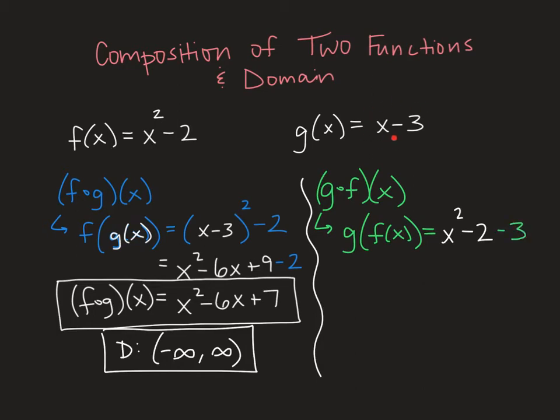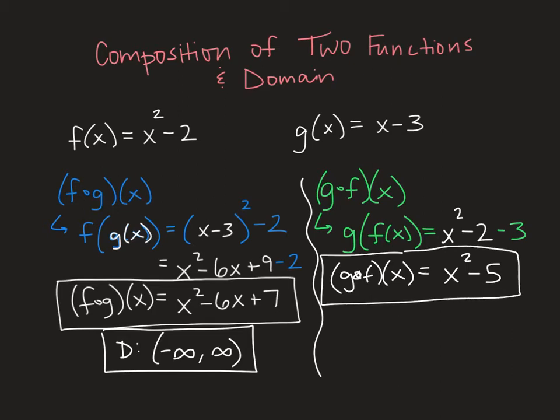So I rewrote this function g of x, plugging in f of x. F of x is x squared minus 2. So I plugged in x squared minus 2, and then I still had the minus 3. In this case, we can also simplify by combining like terms. This one was easier because we didn't have to multiply really anything out. And so g of f of x is x squared minus 5. Again, this is just a regular polynomial, no x in a denominator, nor is there an x under a square root. We can plug in anything we want, so our domain is all real numbers.